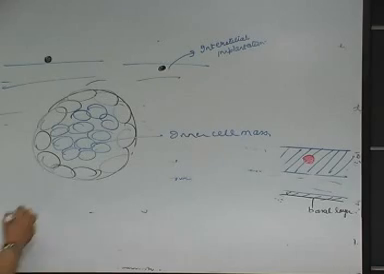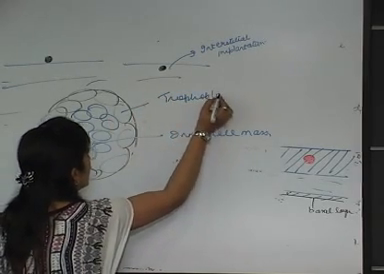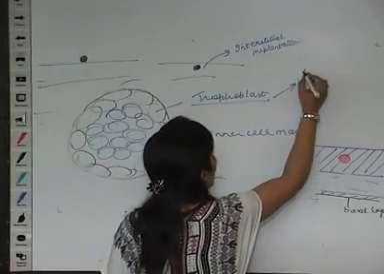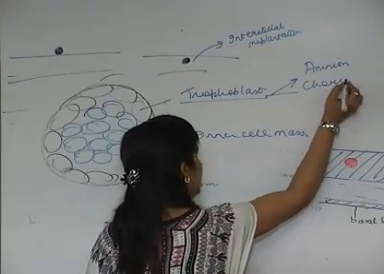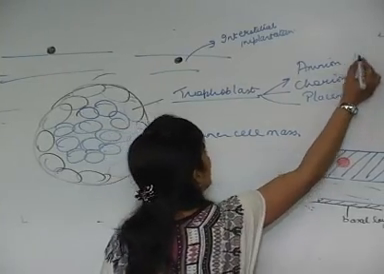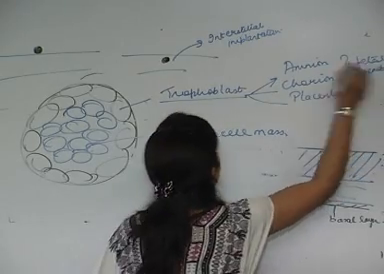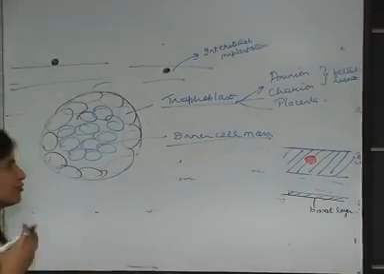The outer layer of cells forms the trophoblast. It is this trophoblast which gives rise to amnion, chorion and placenta. Amnion and chorion are fetal membranes, and the inner cell mass will give rise to the whole of the embryo.